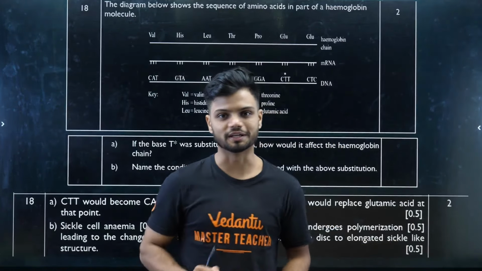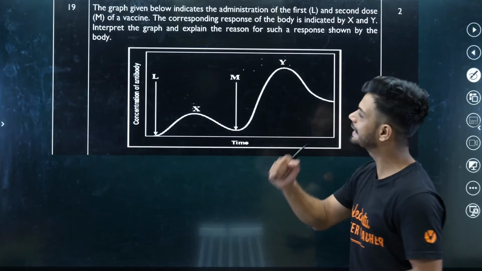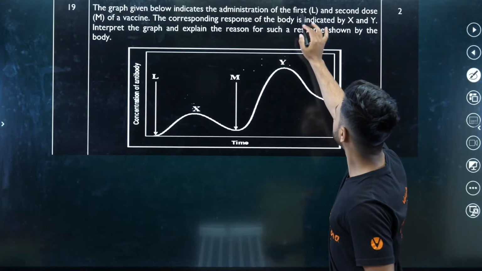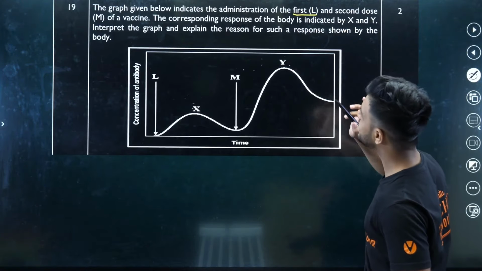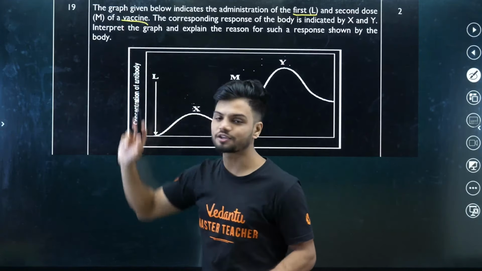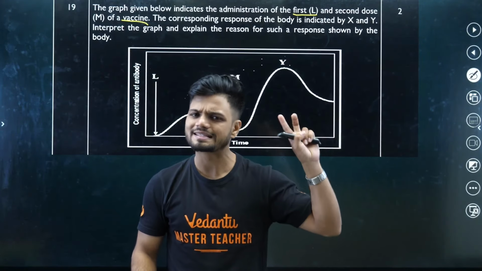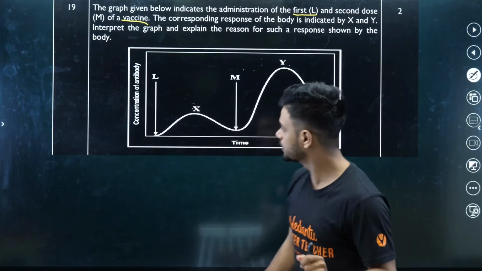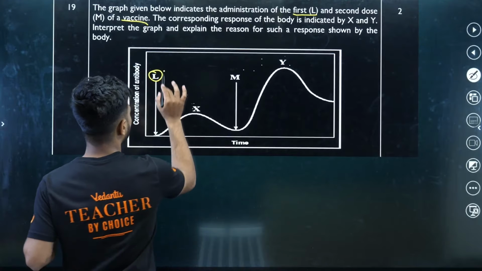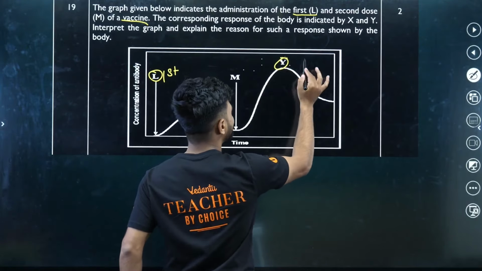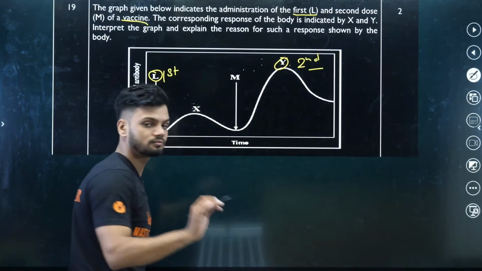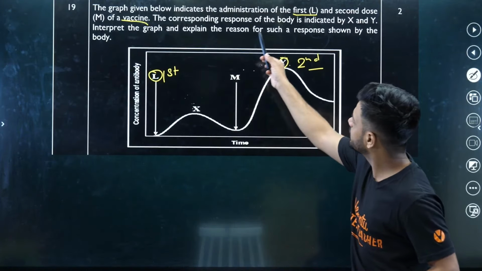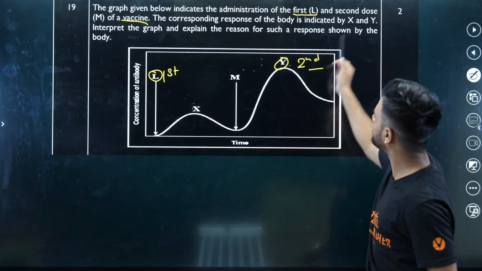Second question done. Let's go to the third question now. Again, a diagram based question. The graph given below indicates the administration of the first and second dose of vaccine. Just like your COVID vaccine, we had first dosage, second dosage, then we also had a booster dosage. Now here, this L is the first dosage and Y right here is the second dosage. Clear? Now let's read the question further. The corresponding response of the body is indicated by the X.